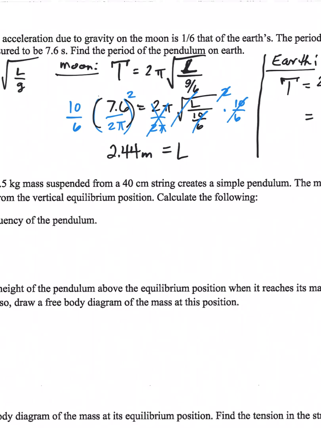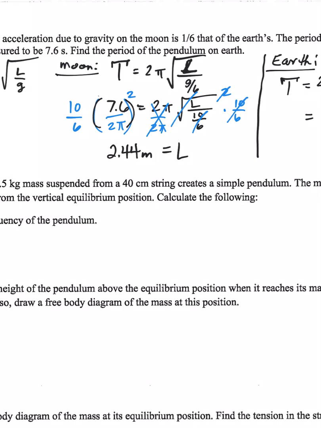7.6 divided by 2, enter, divided by... I bet you multiplied. You said divided by and then did 2 pi, didn't you? You know what your calculator did? It divided by 2 and then multiplied by pi. Hit divided by 2 and then hit divided by pi. Now square it and multiply by 10 and divide by 6. Yeah, I got 2.44.